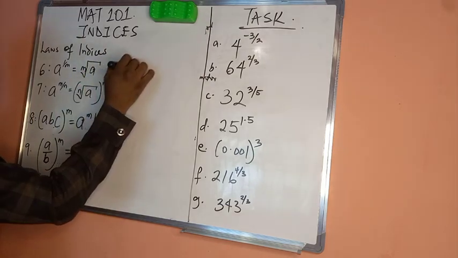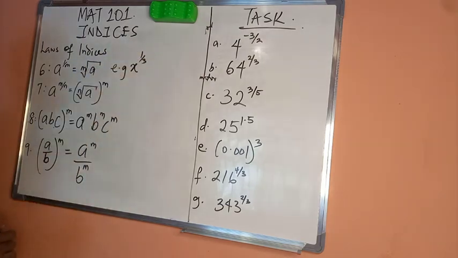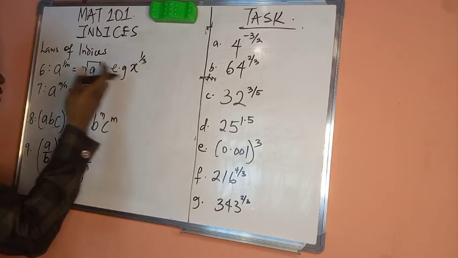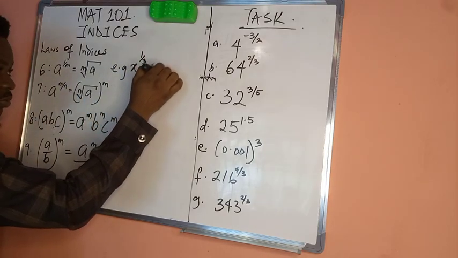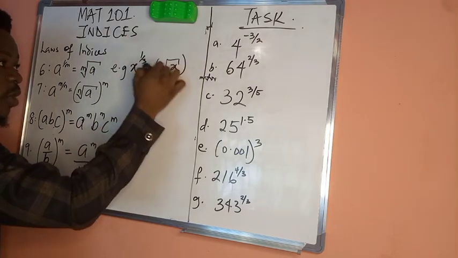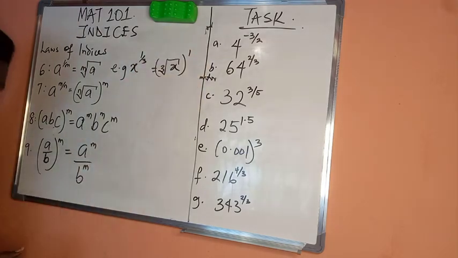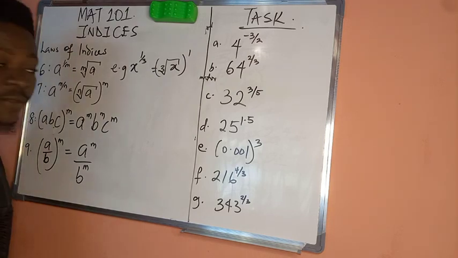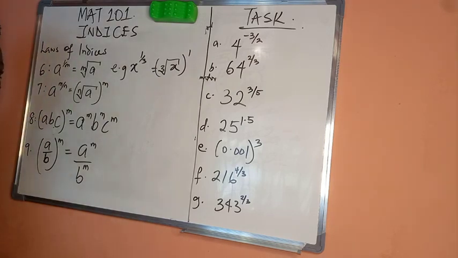Suppose we have x raised to 1 over 3. The law says the denominator is the root, so that makes it cube root of x, then raised to power 1, but you know that one doesn't really matter. Anything raised to power 1 is itself, so it doesn't affect it.